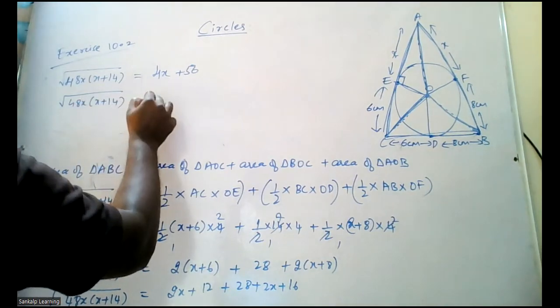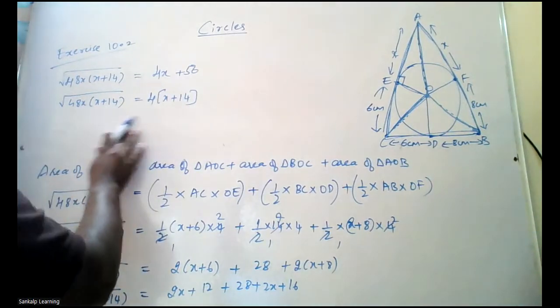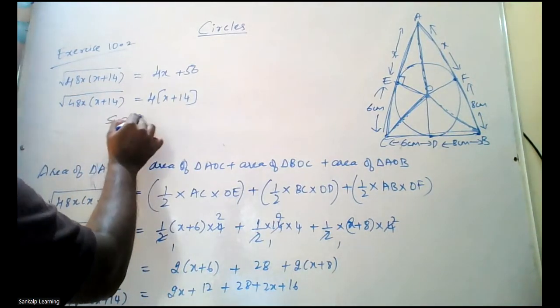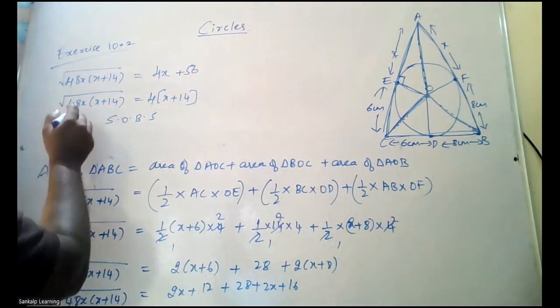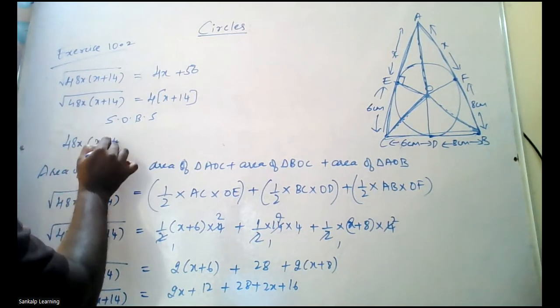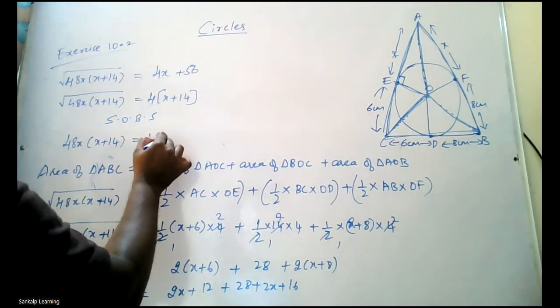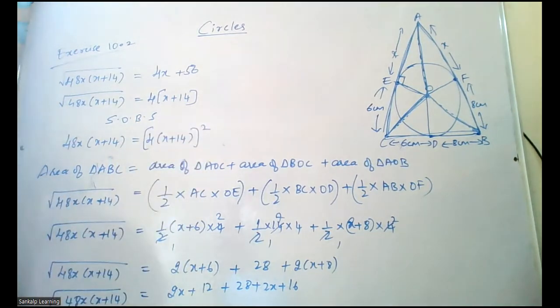Take 4 common, I can write this as 4 times x plus 14. Okay, squaring on both sides. Squaring on both sides, what do you get? If you square it, square and root get cancelled. You will be left with 48x into x plus 14. Here you will be left with 4 into x plus 14, the whole square. This is what you will be left with.